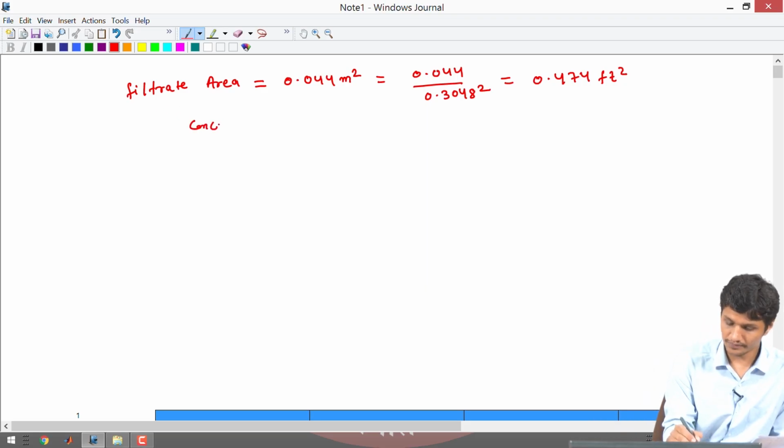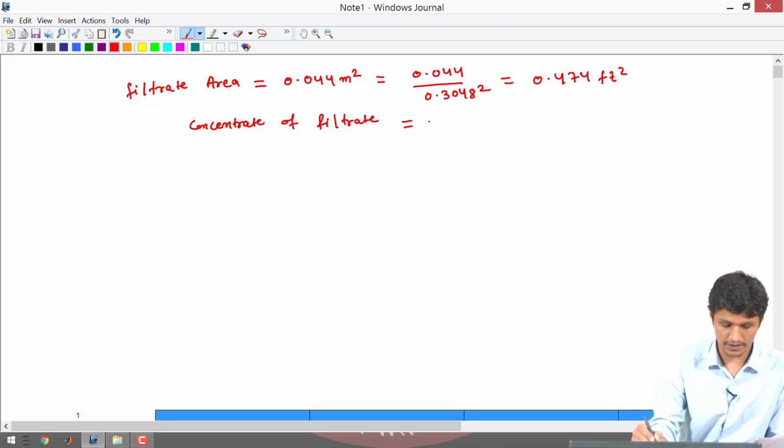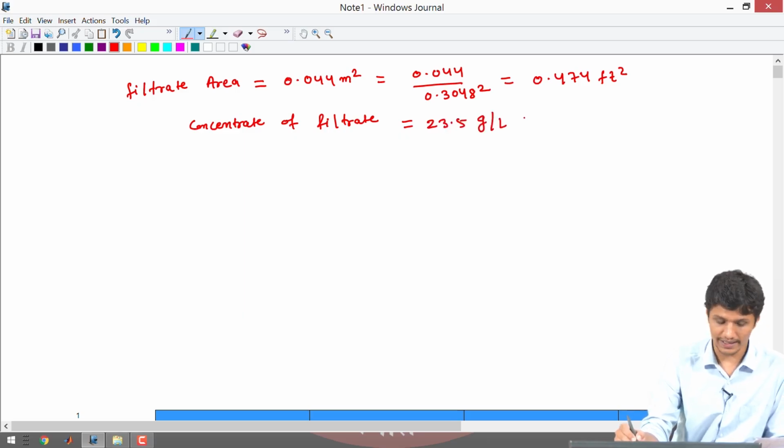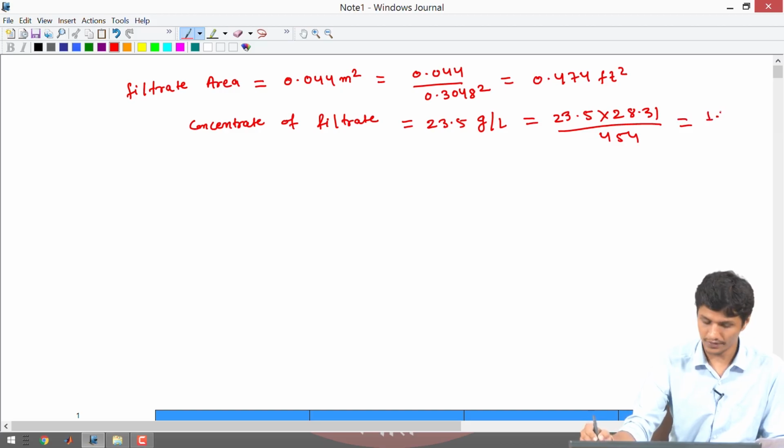concentration of filtrate is given as 23.5 gram per liter. In FPS it will be 23.5 into 28.31 divided by 454, which is equal to 1.47 pound per feet cube.